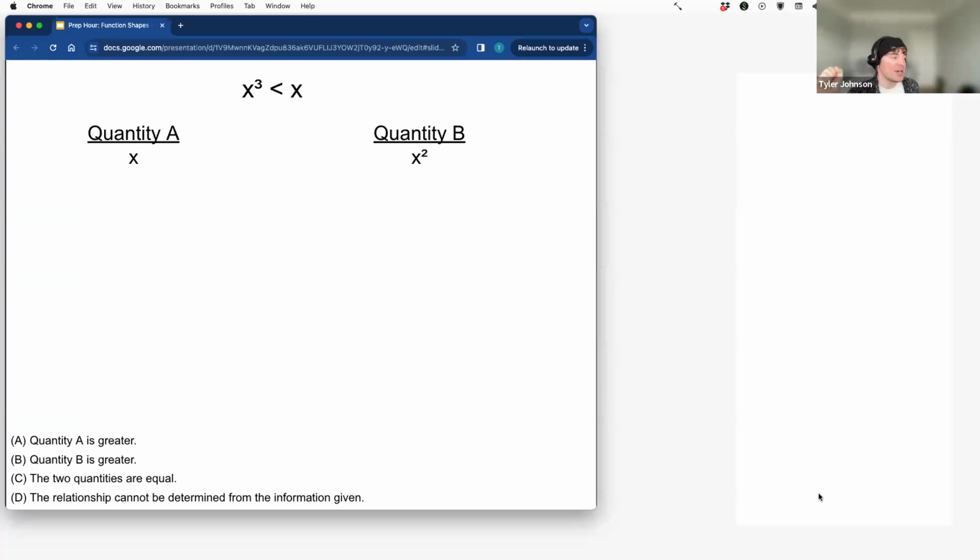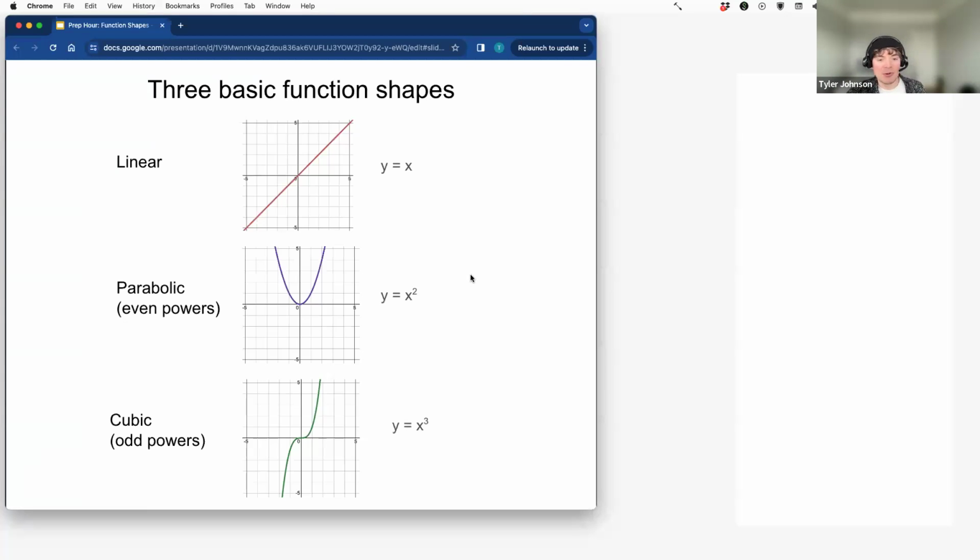There's nothing necessarily wrong with that way, but I want to show you a technique that I find is usually a little bit faster. It's something that revolves around knowing the shapes of different functions and visualizing what these things look like. The most basic shape is a linear shape, right? If y is just equal to x, that's just a straight line.